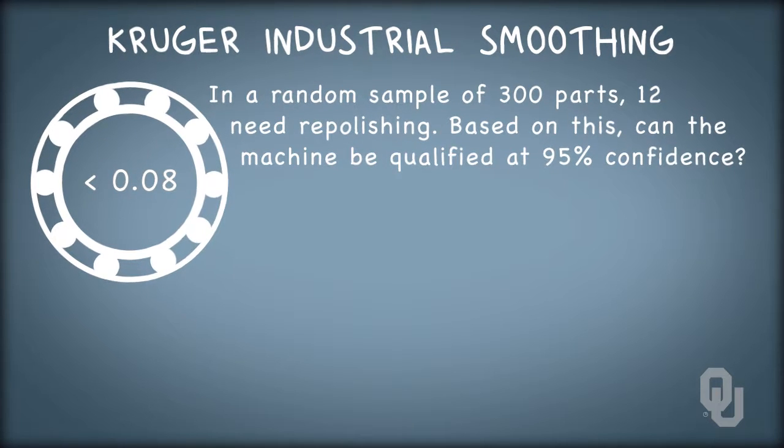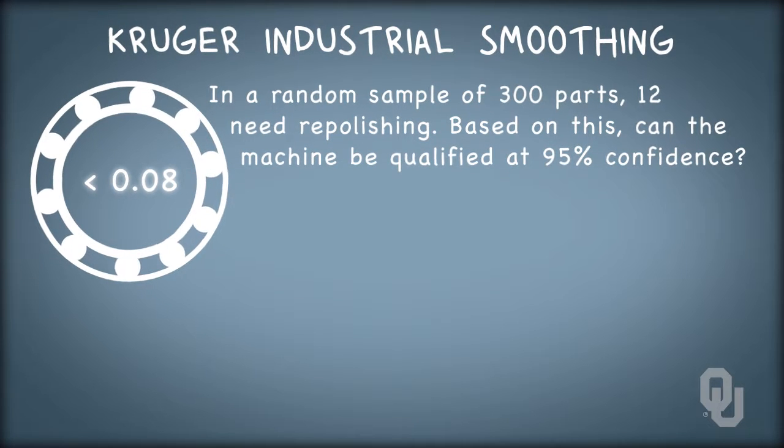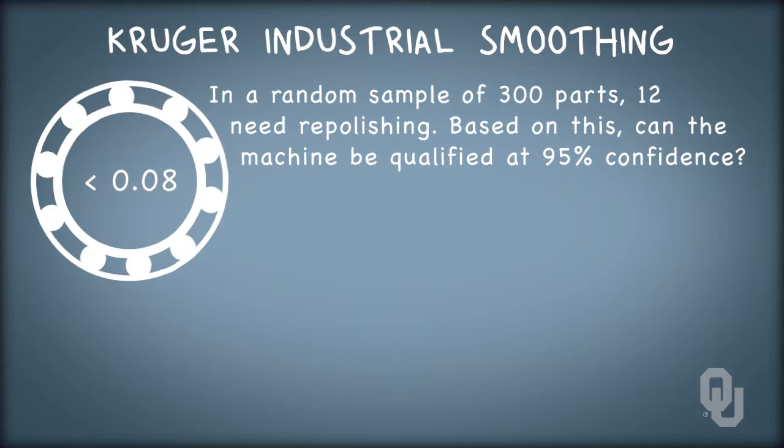The statement we focus on is less than 8%. Less than implies strictly less than, no equality. We know that the equality statement must be in the null hypothesis.